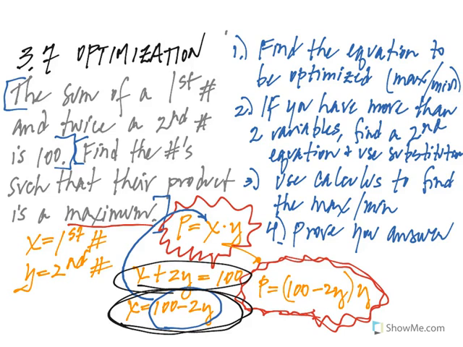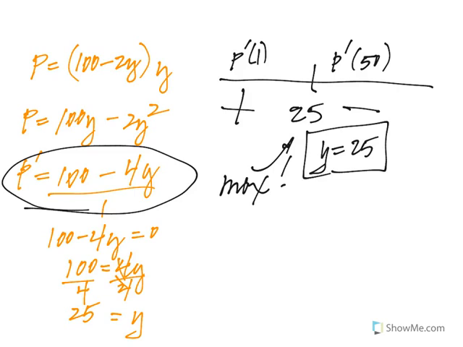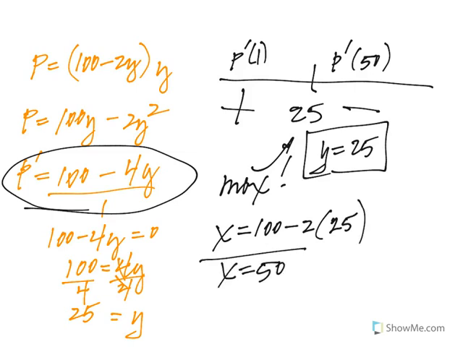x plus 2y is equal to 100. Or x is equal to 100 minus 2y. And my y is 25, which means my x is 50. Now you don't need to prove that. You've already shown that 25 is a maximum. So the assumption is if y is 25, x is 50, those are your two numbers. No more work needed. You are done.